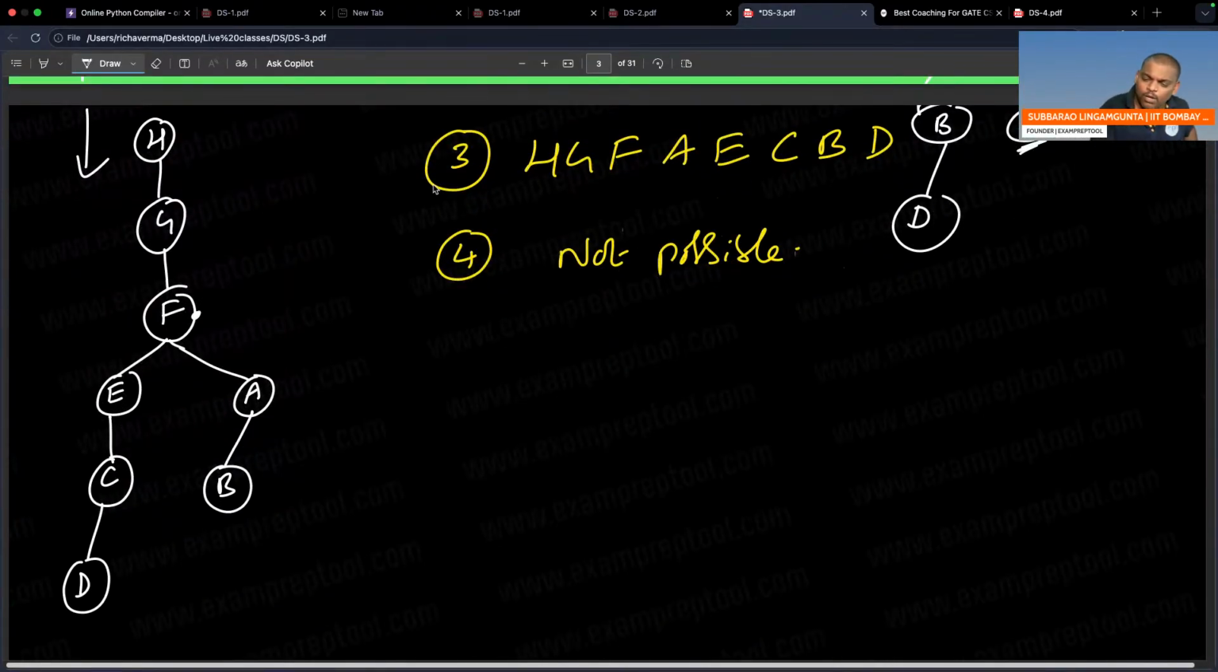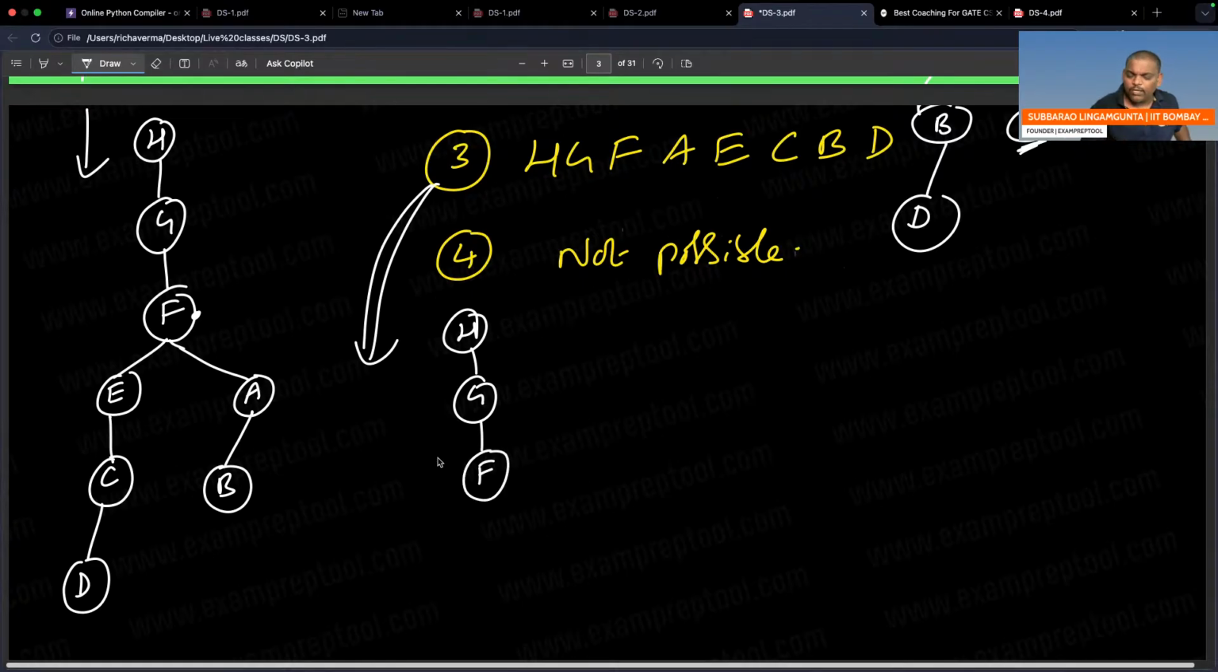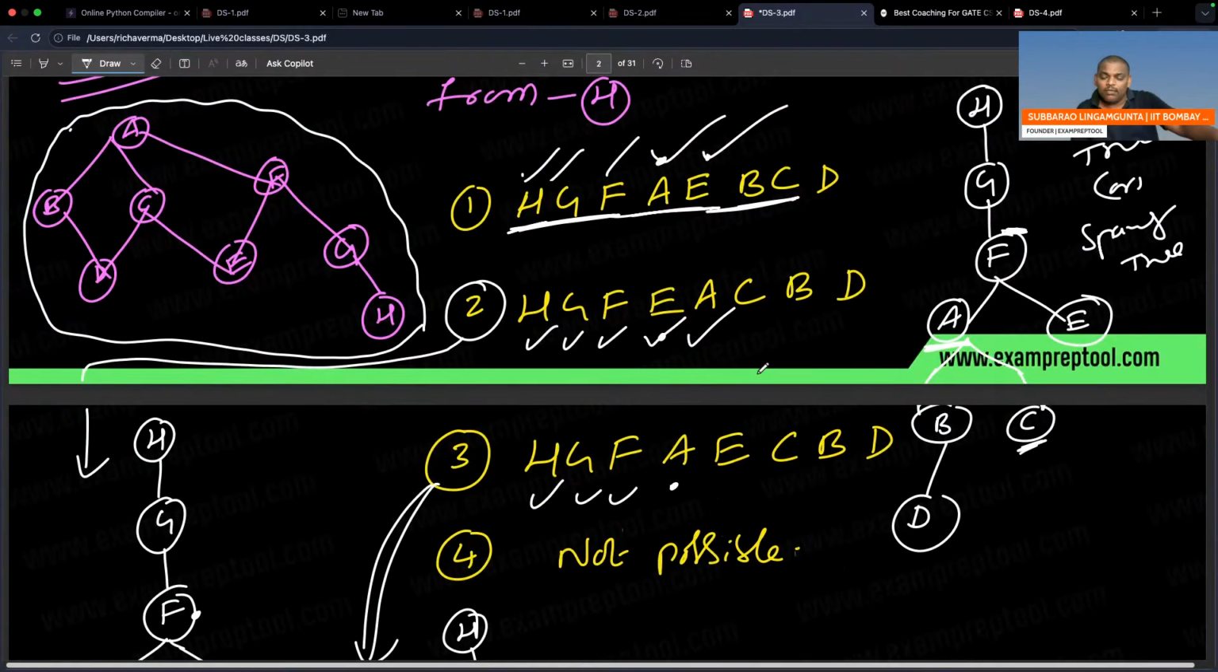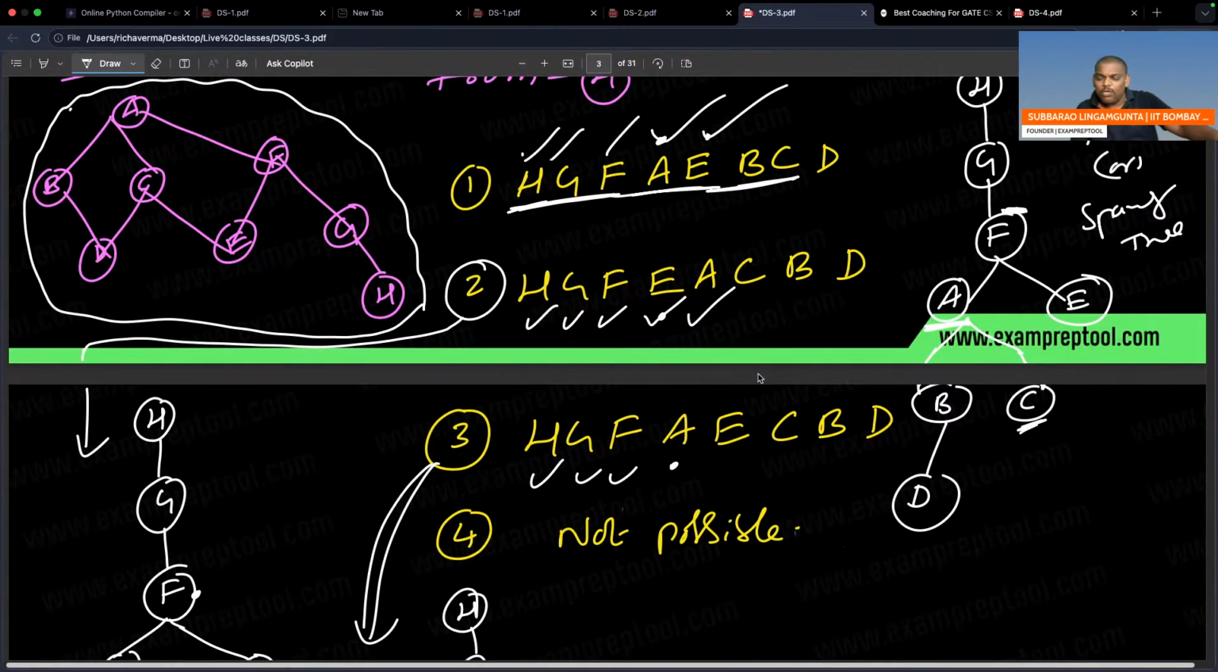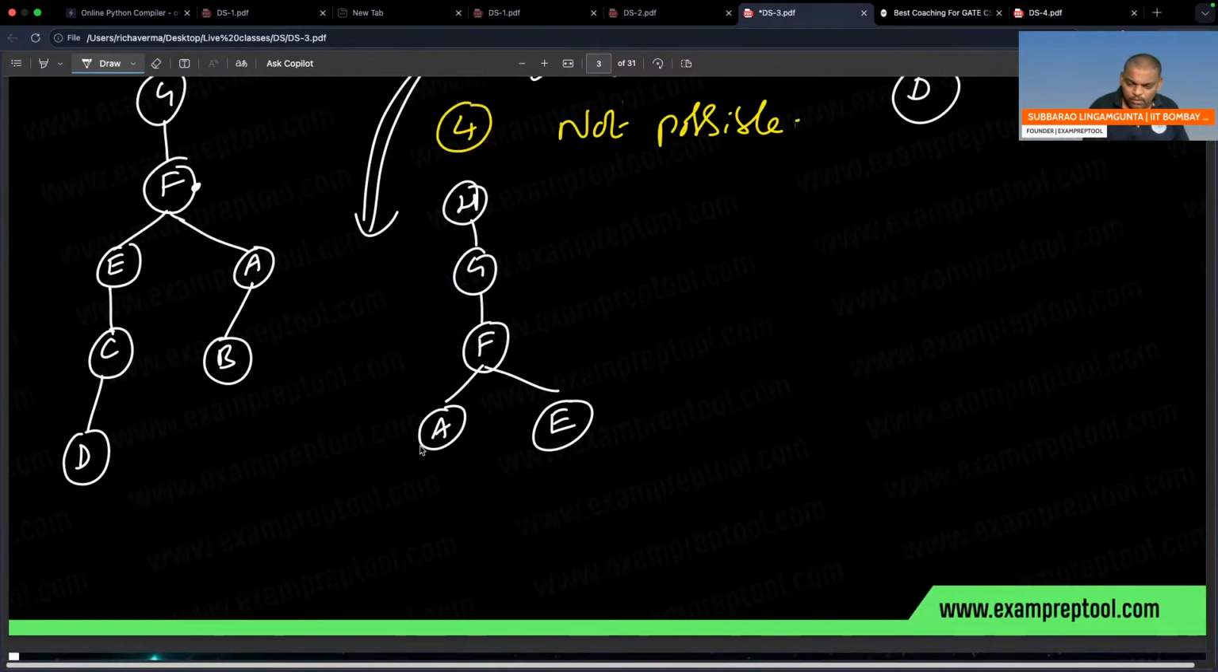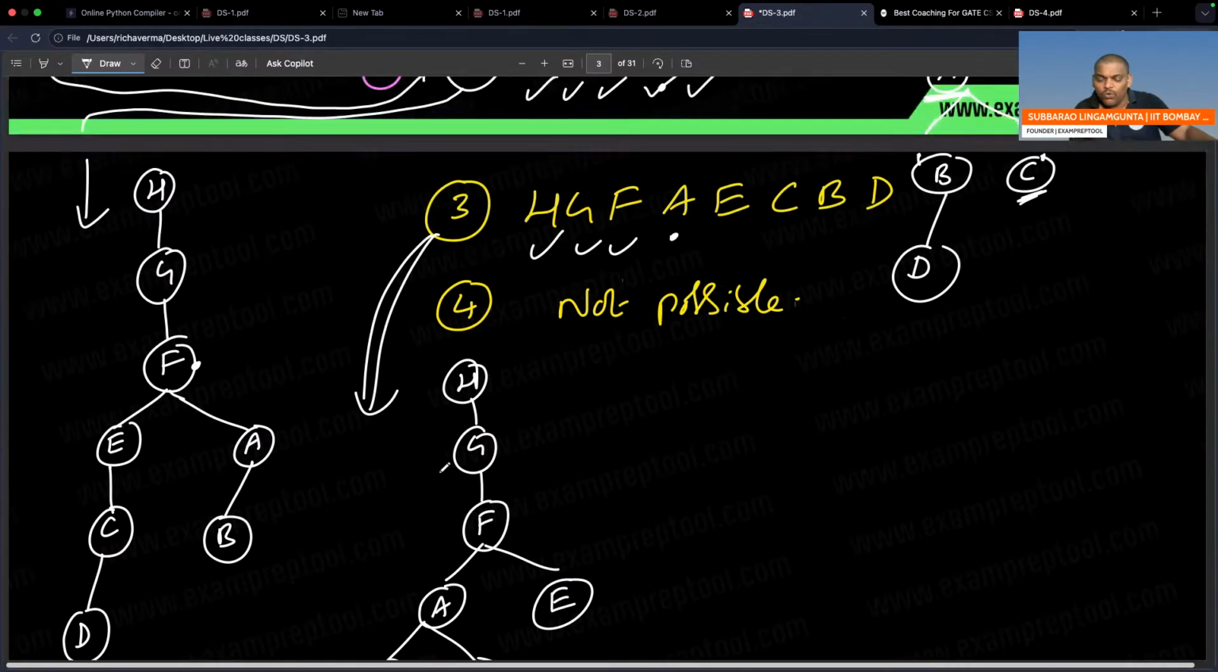Now come here. Third answer. H will be created, G will be created, F will be created. Everything fine. HGF. Now I am at F. F adjacent is AE. That is fine. Now I am at A. A adjacent is BC. You can write CB also. Let's check, is C available? No. B available? No. Okay, fine. So A completed.